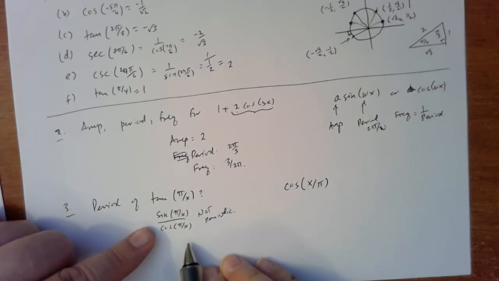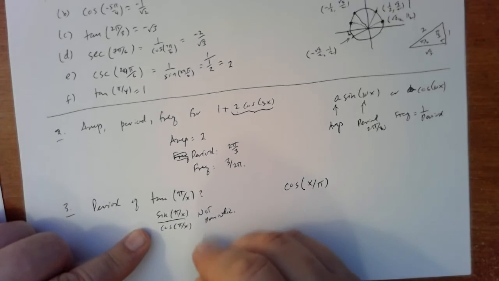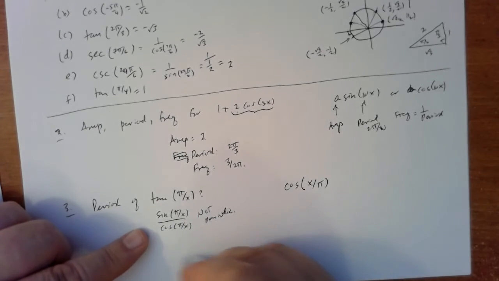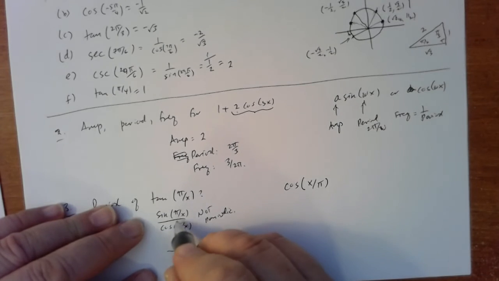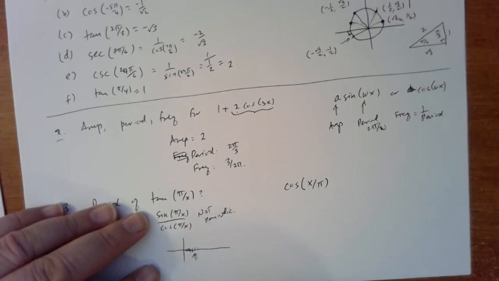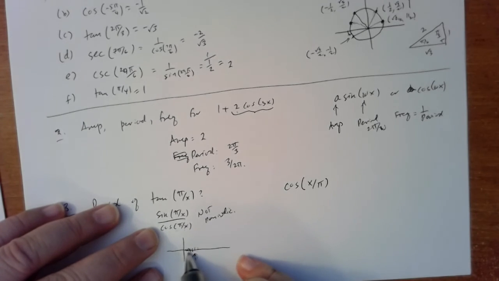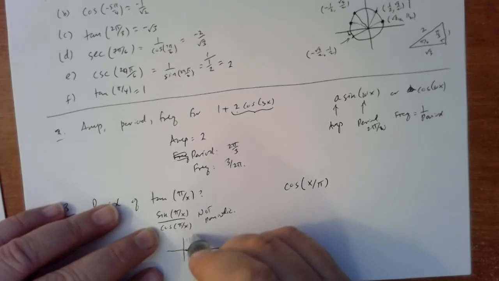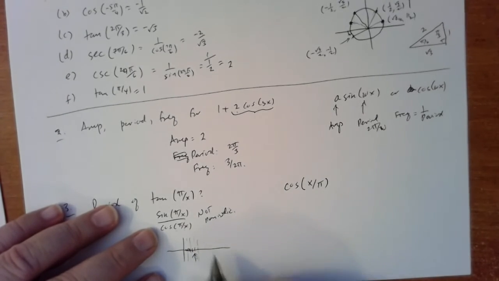Cosine of pi over x kind of piles up the zeros. So what happens here is that the sine of pi over x becomes 0 faster and faster as you get to x equals 0, and so this is not a periodic function, right? The cosine is going to be 0 along there too, so you're going to have these vertical asymptotes piling up as well, and so that's not going to be periodic.